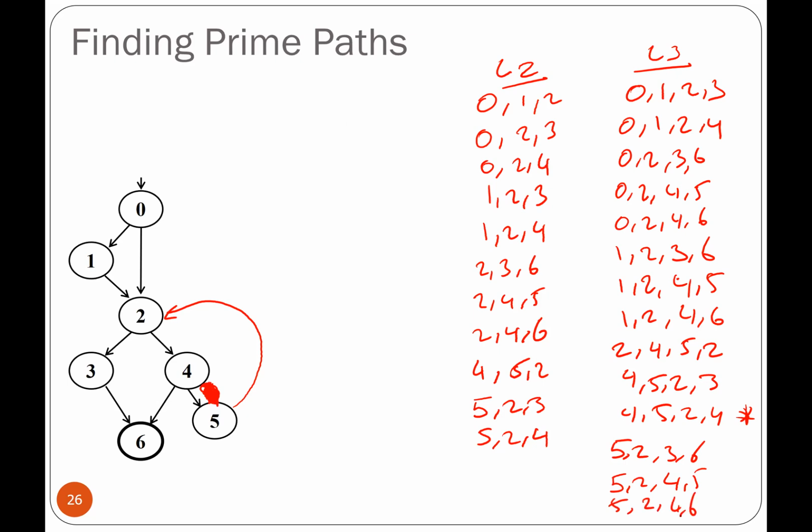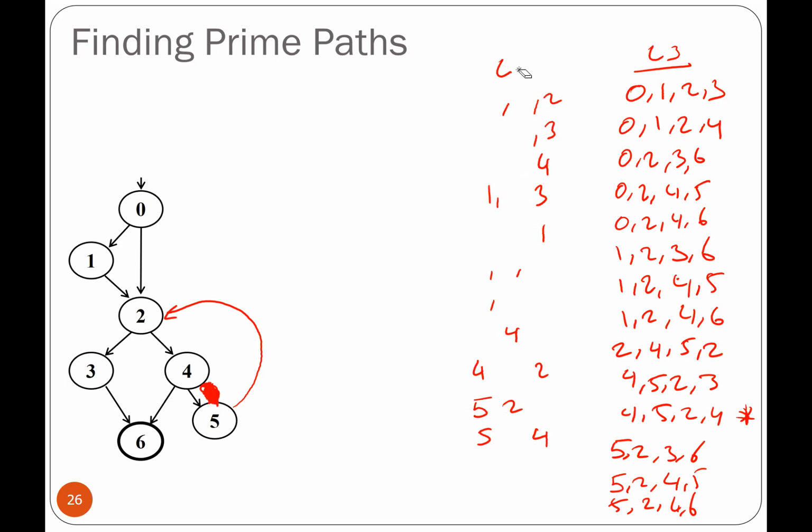Okay. Let's look at length 2. Is 0, 1, 2 here? Yes. 0, 2, 3. Yep. 0, 2, 4. Yeah. 1, 2, 3. Yes. 1, 2, 4. Yes. 2, 3, 6. Is it here? Yes. 2, 4, 5. Yep. 2, 4, 6. Yep. 4, 5, 2. I can see it. 5, 2, 3. I can see it. 5, 2, 4. So an entire length 2 is there.